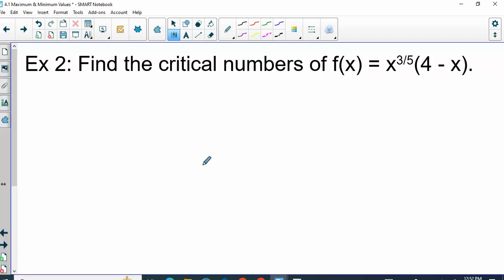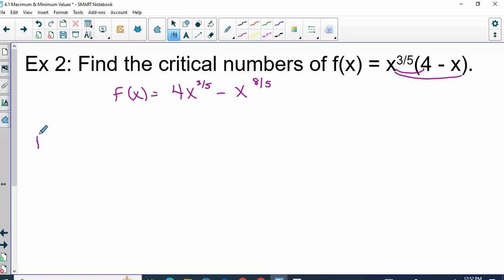So I want to find my critical numbers here. We know to do that we're going to have to do a derivative. What would we probably want to do before we did this derivative? Do you guys want to do product rule? No, so let's multiply it out first. It'll be 4x to the 3/5 minus, this is an x to the first, so like 5 over 5 plus 3 over 5 will be 8 over 5.